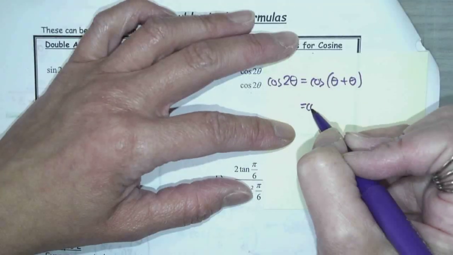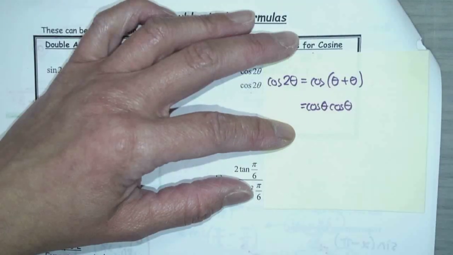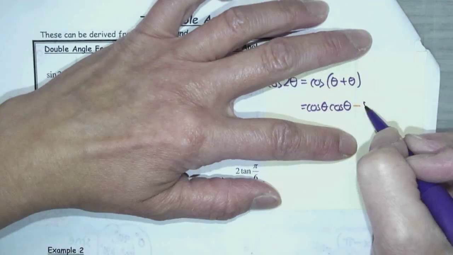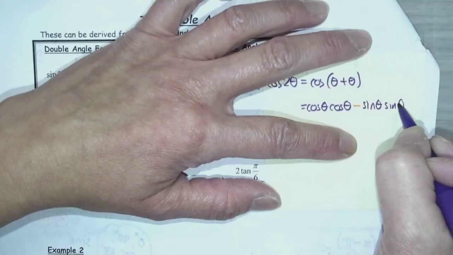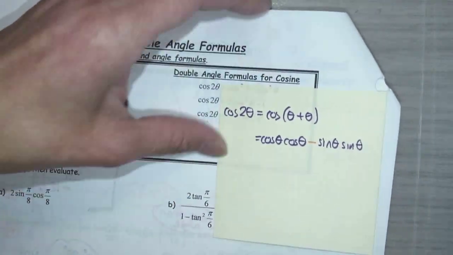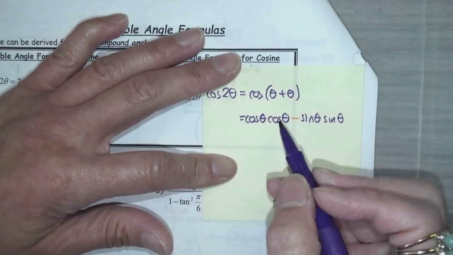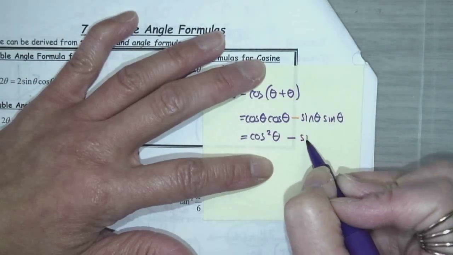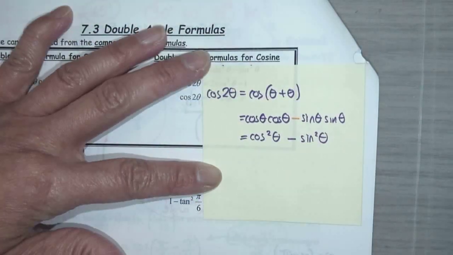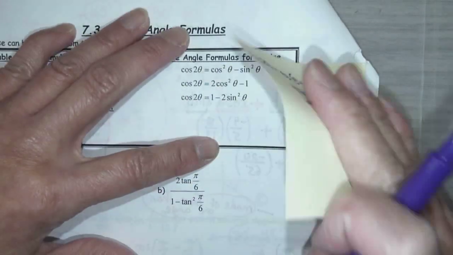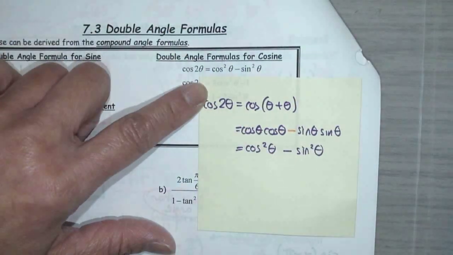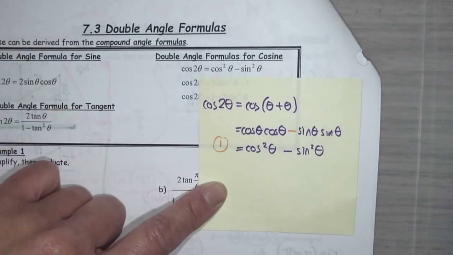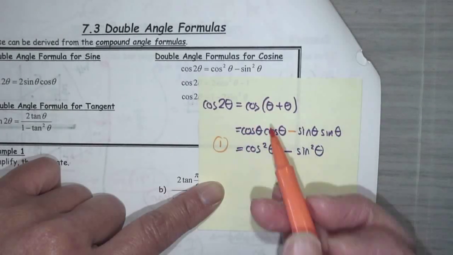Break that down to be cos cos, and then this is minus, right? So minus sine sine. Cos times cos is cos squared, minus sine times sine is sine squared. That's formula 1. That's the first one. Cos squared minus sine squared, that's our first formula. From there, they went on to the next 2 formulas.